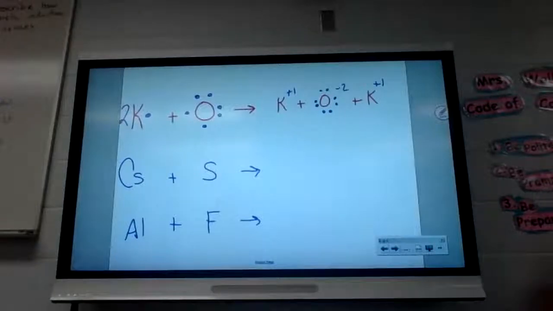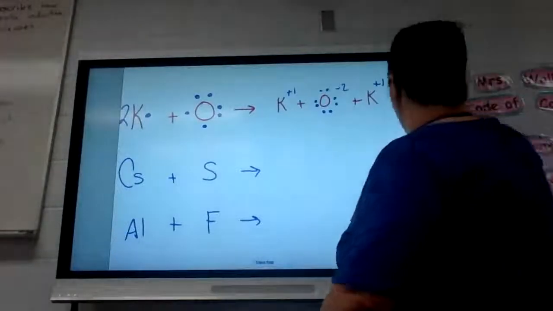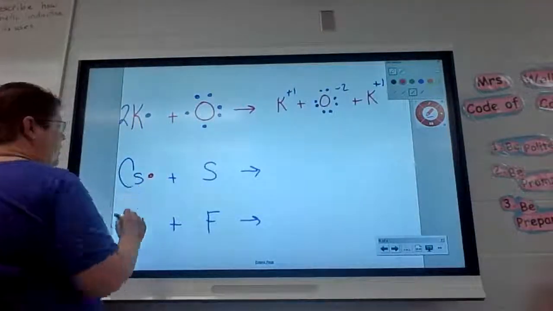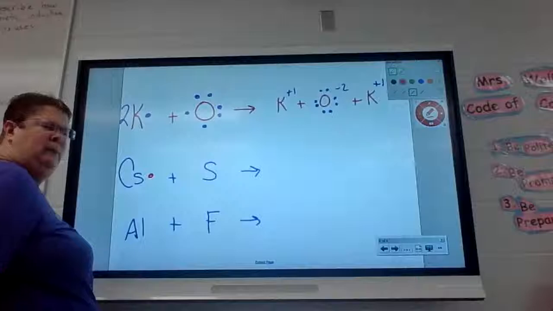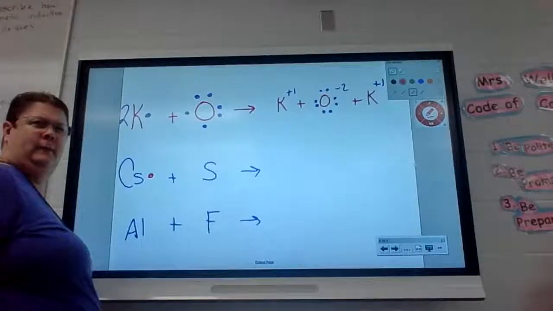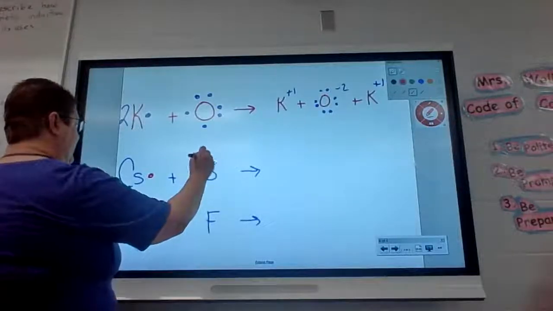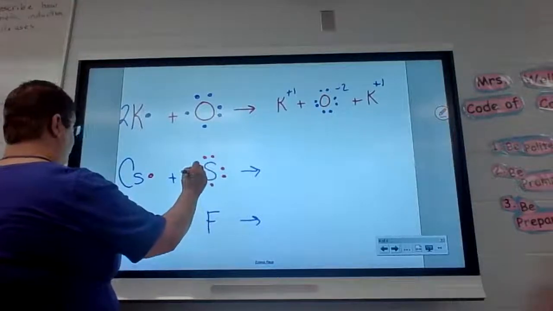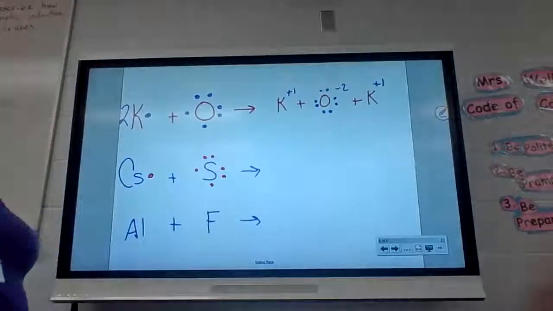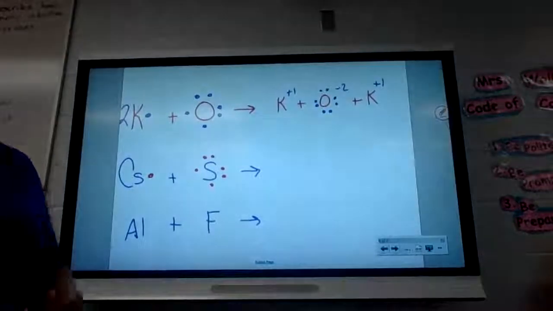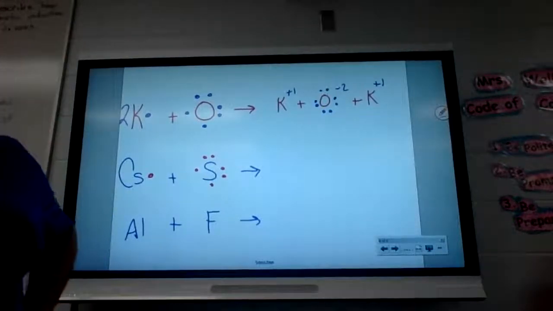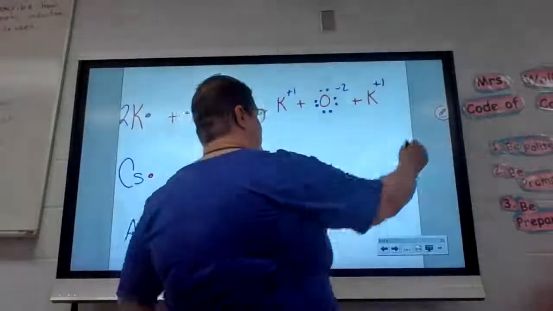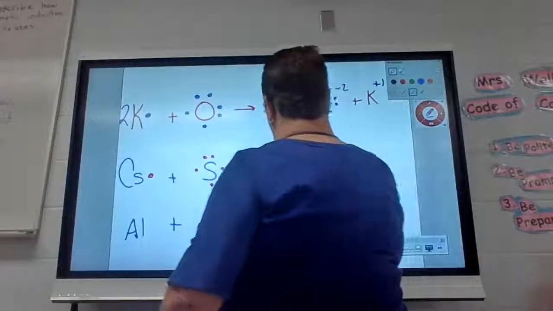All right, so cesium has how many dots? One. Sulfur has how many? 2. It's in group 16. You know what? This is where I messed up. I did it by oxidation numbers this whole time. Okay, so what happens to Cs? You get 2 of them.